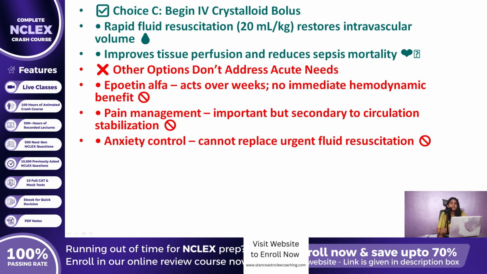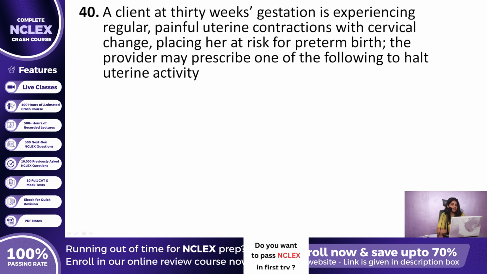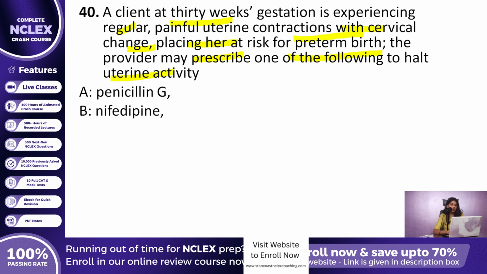Question 40. Next, a client at 30 weeks gestation is experiencing regular, painful uterine contractions with cervical change, placing her at risk for preterm birth. The provider may prescribe one of the following to halt uterine activity: A. Penicillin G, B. Nifedipine, C. Oxytocin, or D. Misoprostol. The correct answer is B.